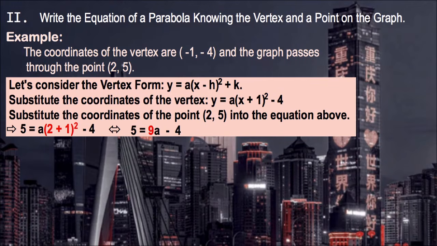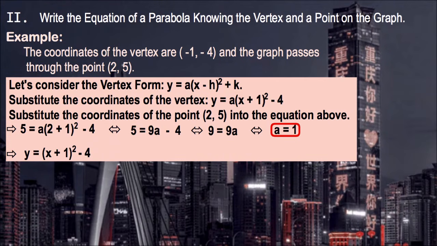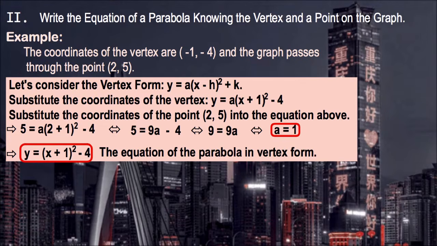Now that we have all of this, let's solve for a. That's equivalent to 5 equals 9a minus 4. 2 plus 1 is 3, 3 squared is 9. Which is equivalent to 9 equals 9a, divide both sides of the equation by 9, equivalent to a equals 1. Now we go back and plug in everything we know into that vertex form. Thus, y equals x plus 1, everything squared, minus 4, which is the equation of the parabola in vertex form.